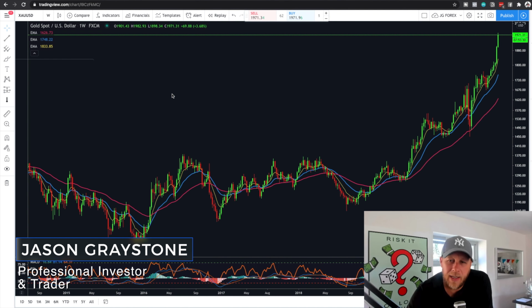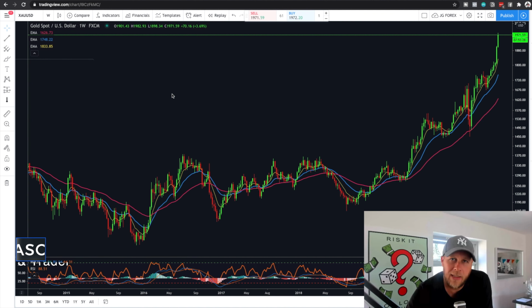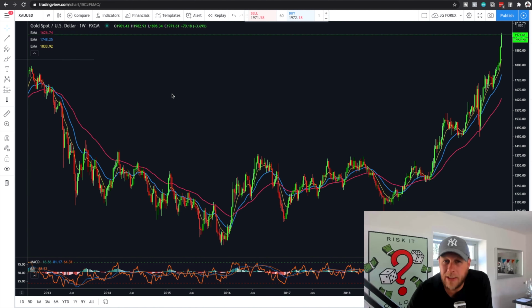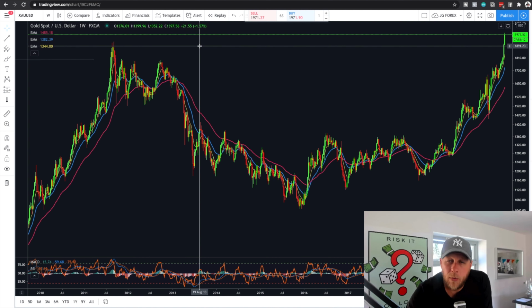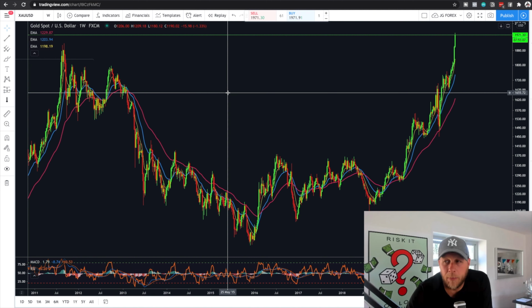Gold has been a popular topic recently as we recently broke that 1800 level, which is the highest price point gold's been at since about 9 years ago. In fact, this time last year, if we check the charts here, you can see it's almost 9 years exactly, and we haven't been at 1800 since then, and we recently broke that price point.